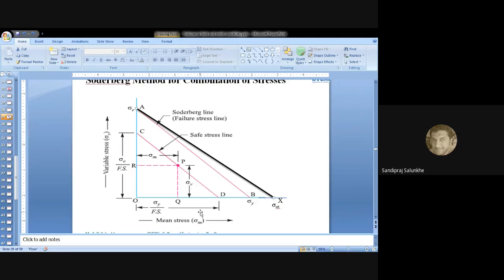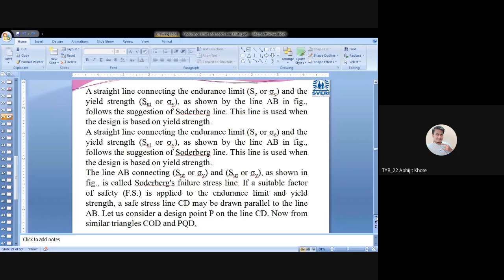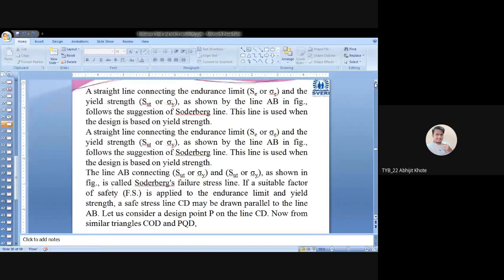ओके. So we are studying now. Finally, we'll compare these two diagrams also. Now, by considering this diagram, we can go further. Yes. Anybody has doubt? Okay. Now, I'm getting my voice back.